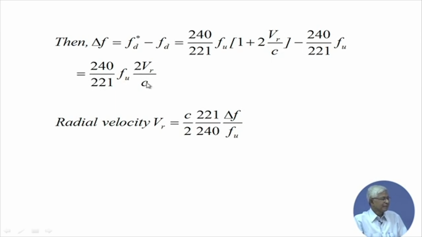So, the radial velocity can be expressed in terms of the Doppler and the uplink frequency, or it can be done in terms of the downlink frequency and Doppler.